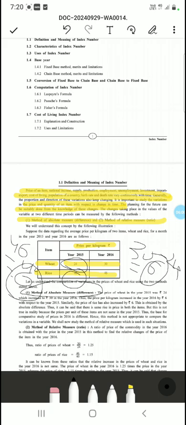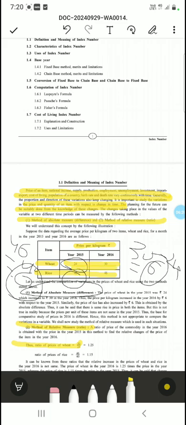If you want to make a comparison, you cannot compare that wheat and rice have the same 6 rupees increase. So in that case there is another method that is called the method of relative measure. I have just highlighted this second method, right? In that, you are going to find a ratio. Like suppose for wheat it would be 30 upon 24.